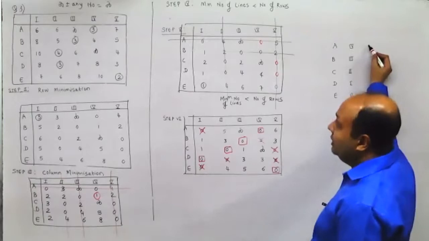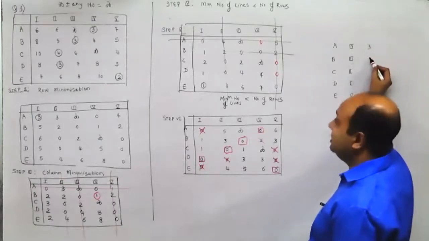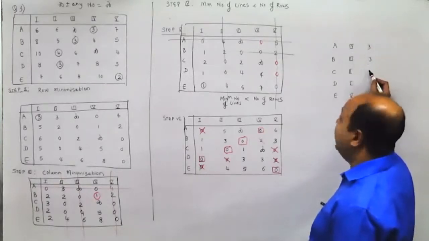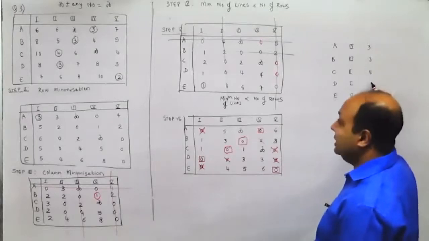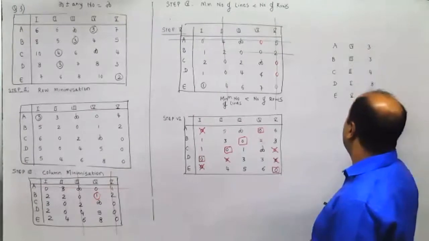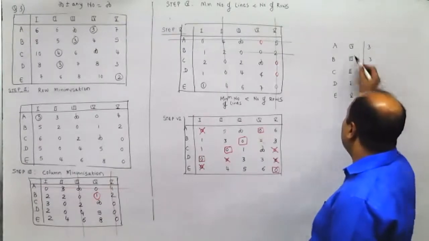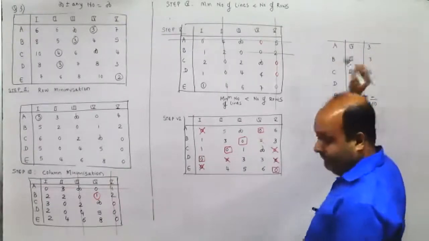A and 4 has a value of 3, B and 3 has a value of 3, C and 2 has a value of 4, D and 1 has a value of 8, E and 5 has a value of 2. 3, 3, 6, 4, 10, 18, 20. Is it correct? So 19 is the answer.